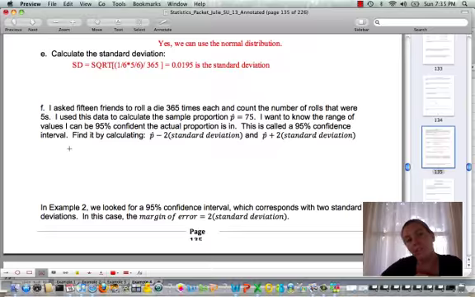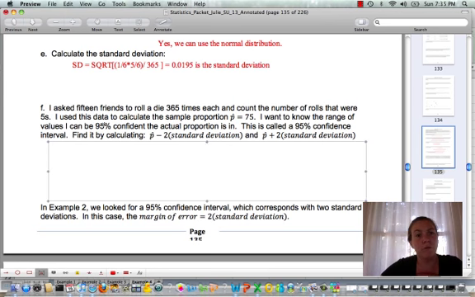So now question S says I asked 15 friends to roll a die 365 times each and count the number of rolls that were 5s. I use this data to calculate the sample proportion p hat equals 75. So actually there's a typo here. P hat should equal 75 out of 365. I left off some calculations there. And if we make it a decimal, that would equal 0.205. So make sure you fix that.